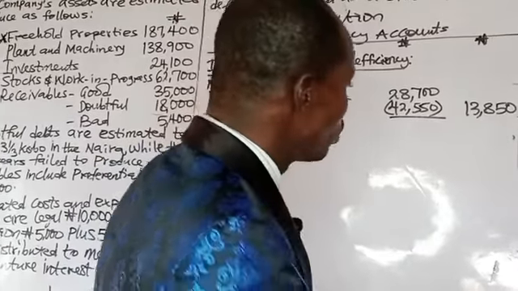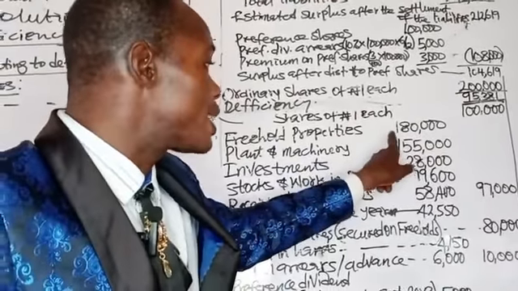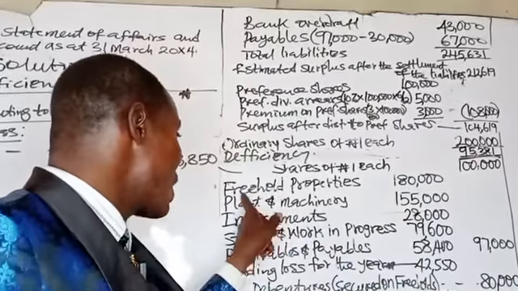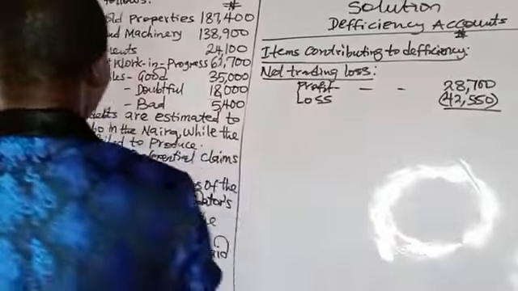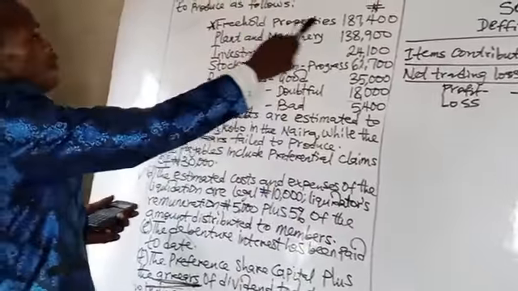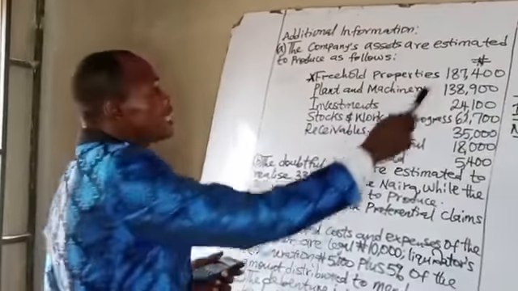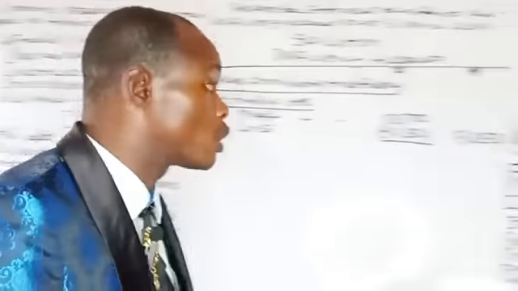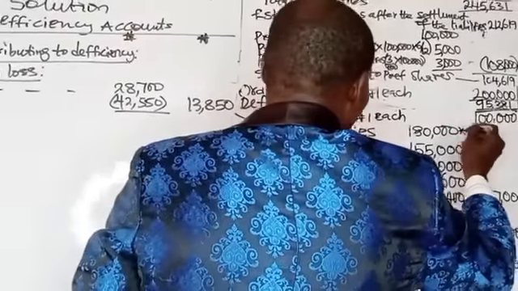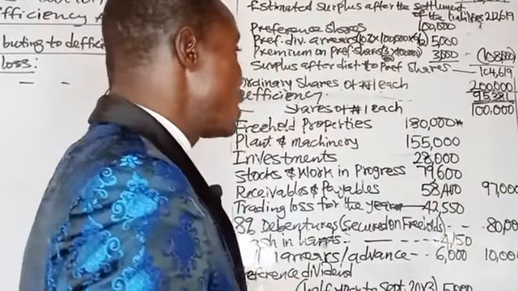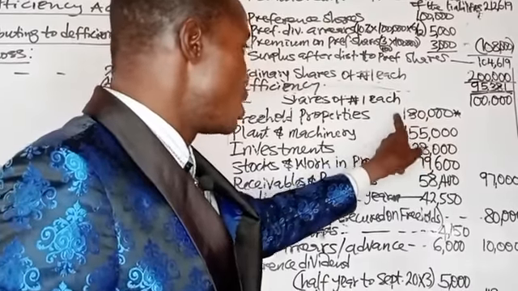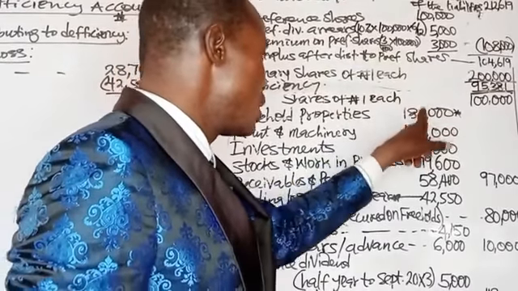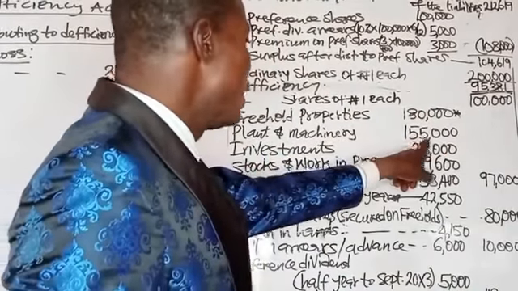Now, let's go through the question. You compare the book value of the individual assets with their realizable value. For instance, the book value of freehold properties is 180,000. How much is the realizable value of the same freehold properties? The realizable value is 187,400. Since the realizable value is greater than the book value of 180,000, it will reduce the deficiency. This will give rise to profit because the amount it will be sold for is more than the book value. Profit reduces the deficiency.